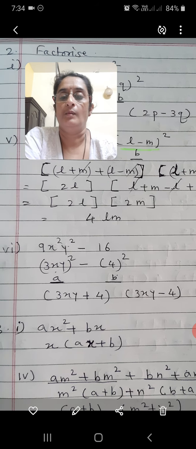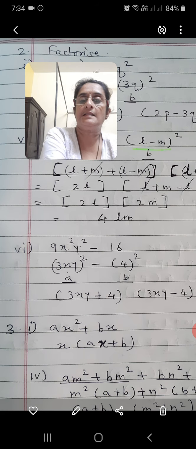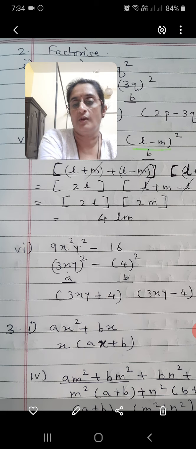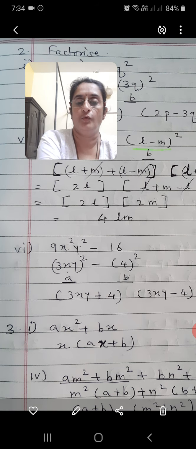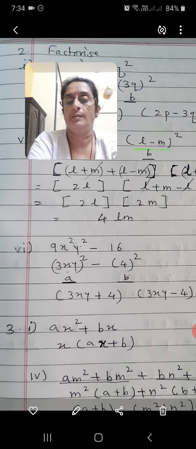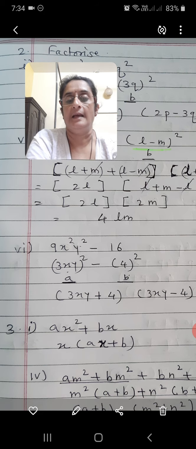Now we'll do one more question from that. That is 9x square y square minus 16. So root of both the terms we have to take. 9's root is 3, x square root is x, and y square root is y. Fine. So the first term is 3xy square. And what is the root of 16? That is 4. So 4 square. Now consider the first term as a, second term as b. So a plus b, a minus b. So a plus b means 3xy plus 4. A minus b is 3xy minus 4. So that is your answer.